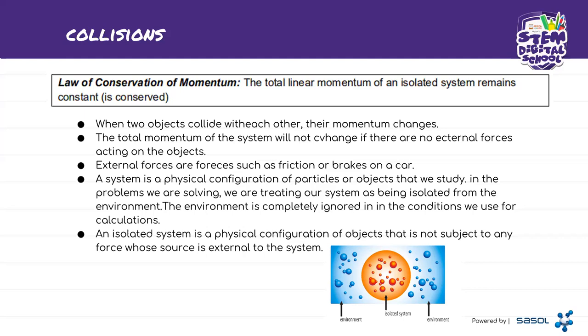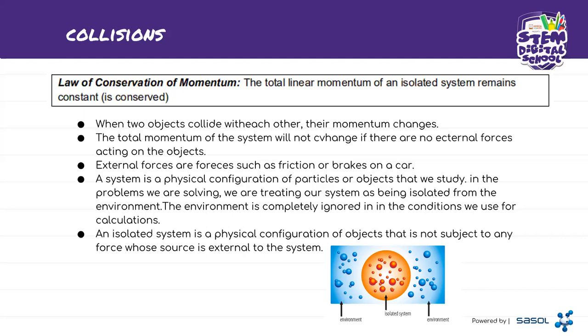A system is a physical configuration of particles or objects that we study. In the problems that we've been solving, we are treating our system as being isolated from the environment. Once we focus on the external environment, there are going to be forces there, like the air or the wind, or anything that can deter us from calculating the isolated mechanism or object that we are trying to calculate. So the environment is completely ignored in the conditions that we use for calculation.